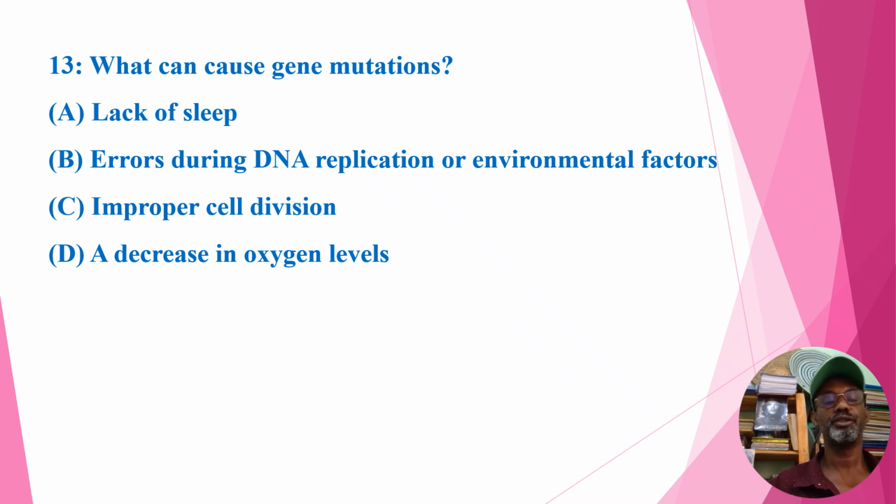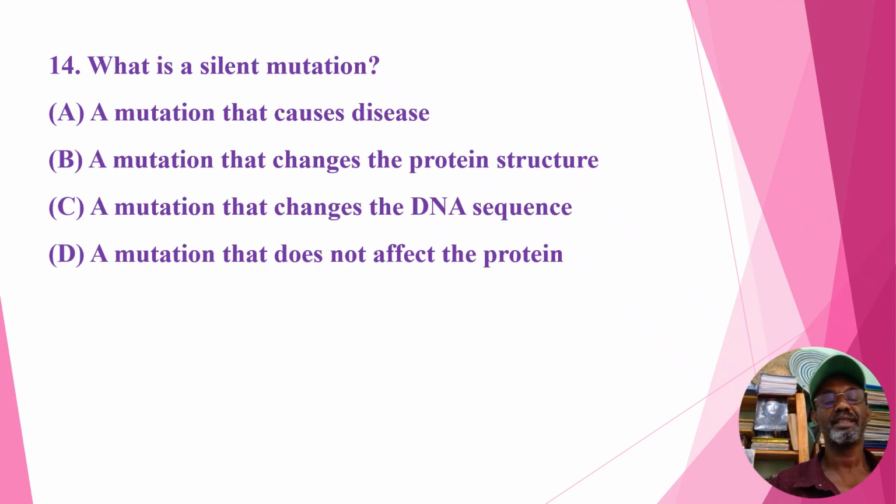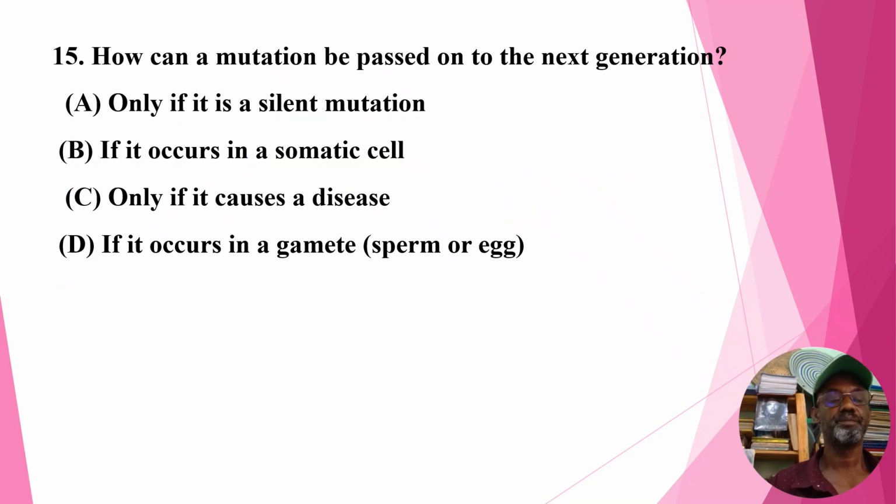13. What can cause gene mutations? Most of the time it's error during DNA replication, of course. This is the answer. What is a silent mutation? A silent mutation is when the mutation has no change: a mutation that doesn't affect the protein. There is no change in amino acid because of the degenerate property of the genetic code.